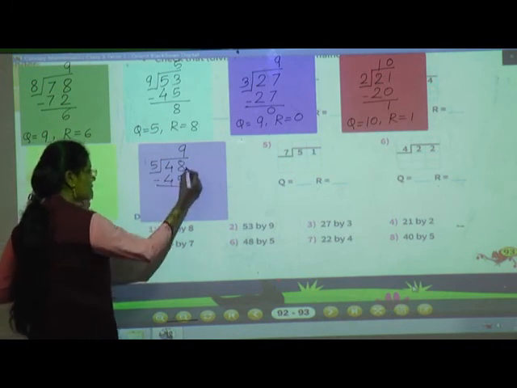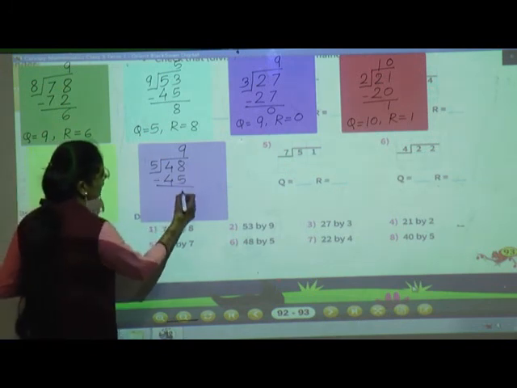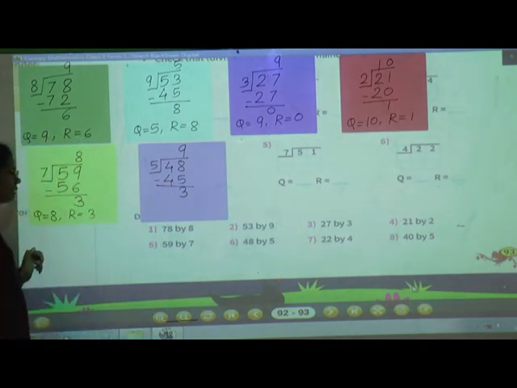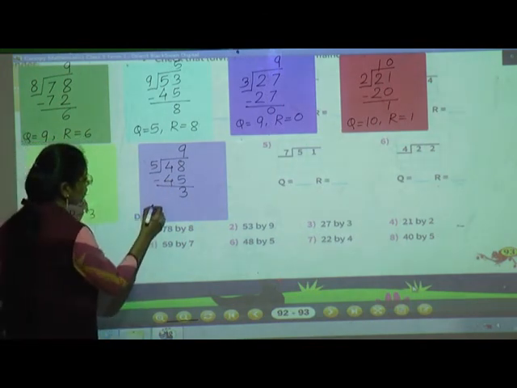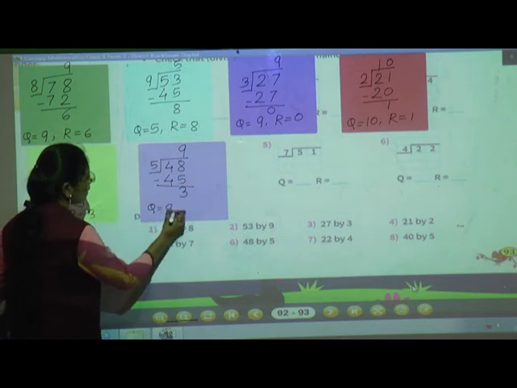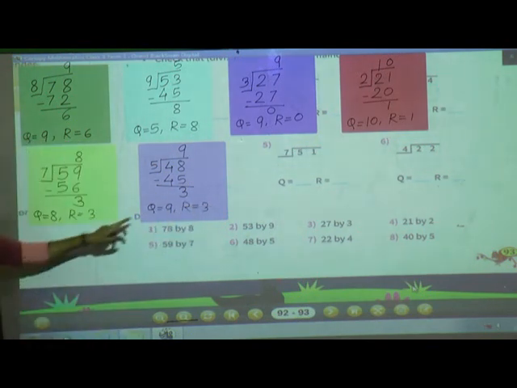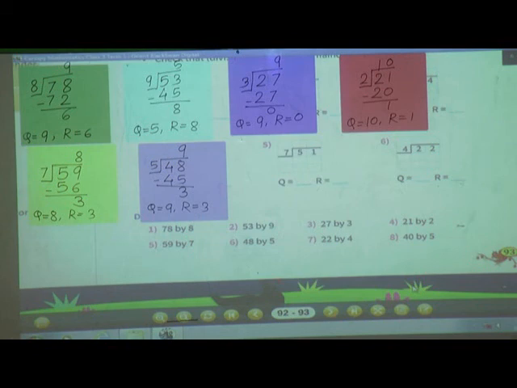Now do the subtraction. 48 minus 45, 8 minus 5, 3 and 4 minus 5. Sorry, 4 minus 4, 0. Now what is the quotient? Quotient is 9 and remainder is 3. Okay, so you have to write here 9 and 3. Understood? Now here 2 are remaining. Again I will take one more, that is the 7th one, and then the last you solve on your own.